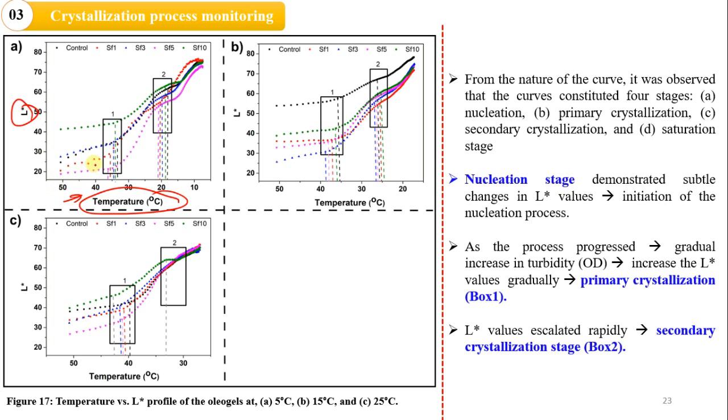So if you see, initially this is the nucleation phase for each of the samples, and then after the box 1, which is basically the primary crystallization process, we got the primary crystallization process, and after the box 2, the secondary crystallization process has started. And this is at 5 degree centigrade incubation time, this is at 15 degree, and this is at 25 degree incubation time. So it has been shown over here.